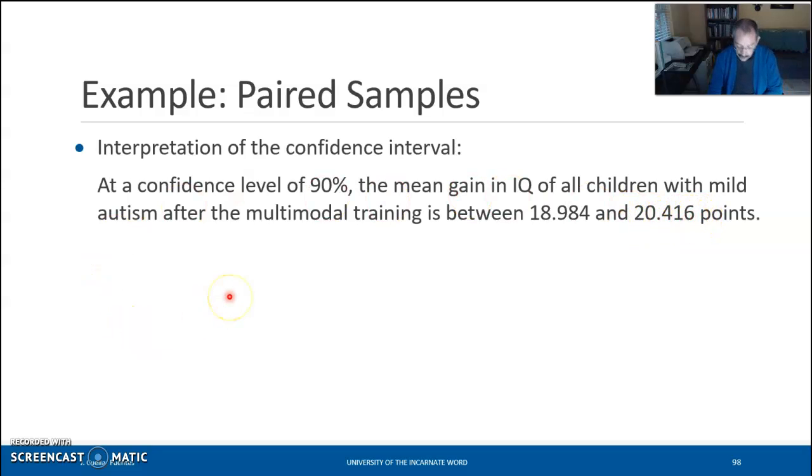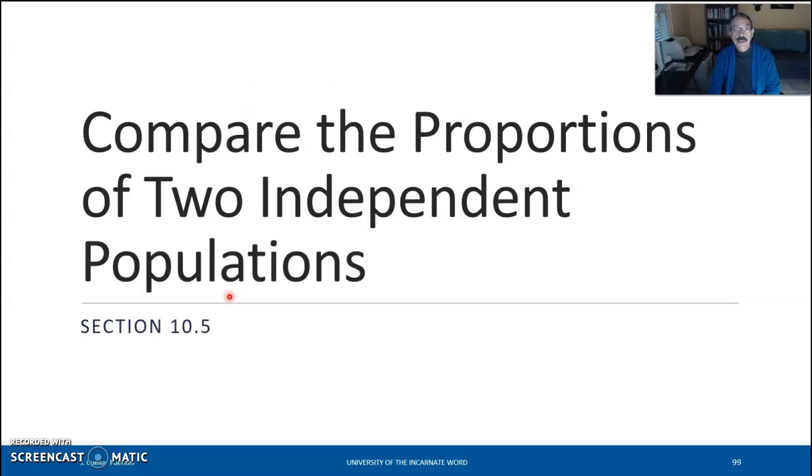Okay, with this, we complete this example where we're using paired samples. So in the next section, we will talk about comparing the proportions of two independent populations.